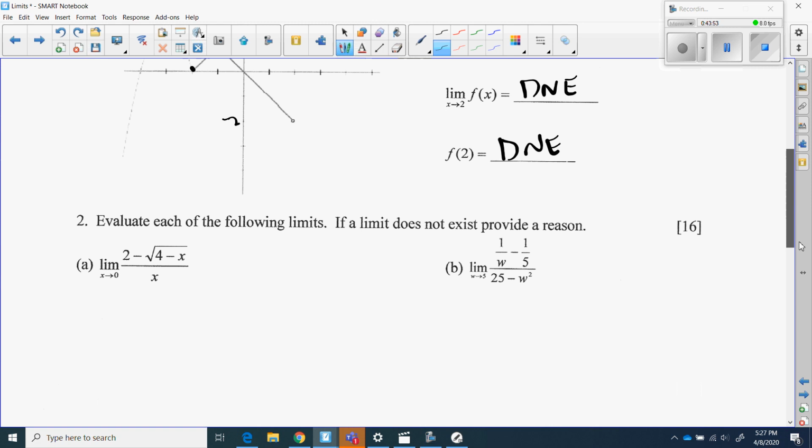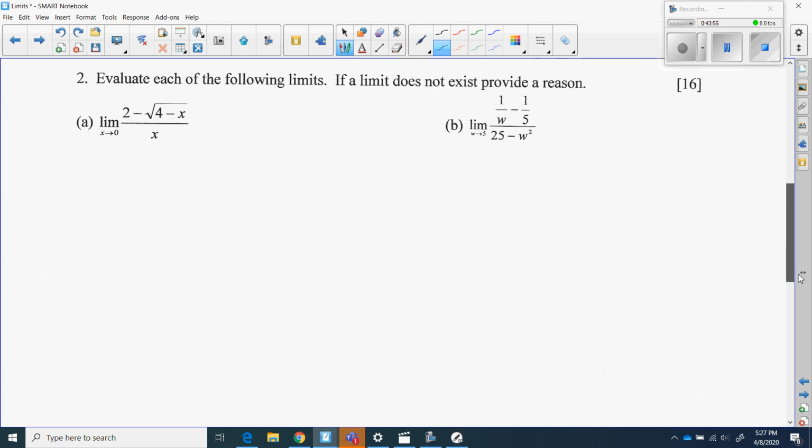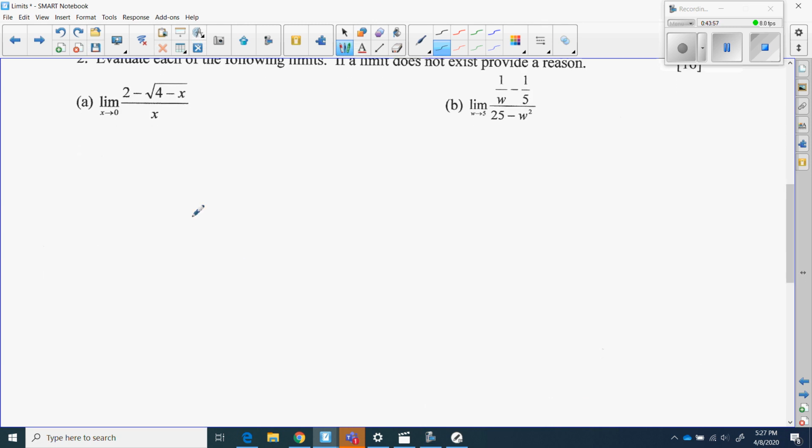All right, so let's look at these. Hopefully I can fit these on the page here. First one, putting in x is 0, you get square root of 4, which is 2. 2 minus 2 is 0 over 0, so it's indeterminate. There's a radical, so that's probably going to tell us to use rationalizing. So let's rationalize this by multiplying by the conjugate, 2 plus square root 4 minus x. Multiply the bottom by the same.